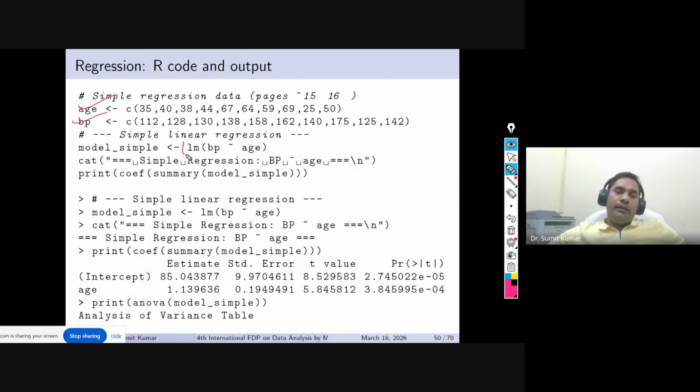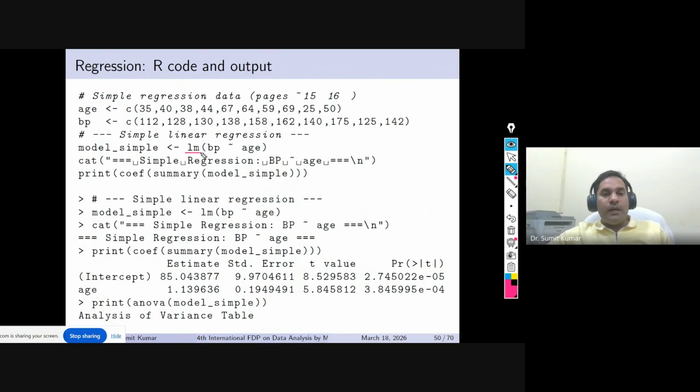So lm is the command, linear model, that is used to fit the regression model. And this is the syntax, how you have to write the values. BP is the dependent variable that will be written initially. Then this tilde symbol separates the variables. If there are some other variables, like smoking and drinking, and these factors are also included, then you have to take a plus sign here. In that case, it will be a multiple linear regression model. But here we are just studying the single one.